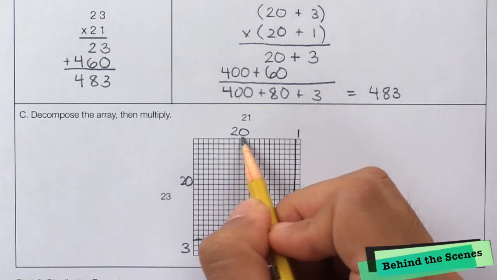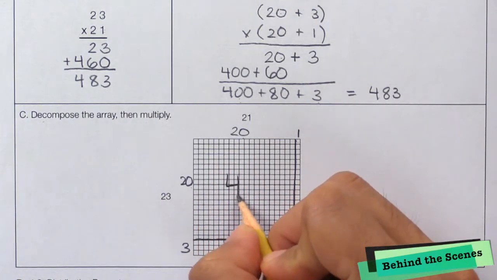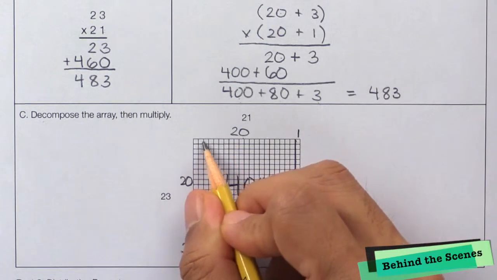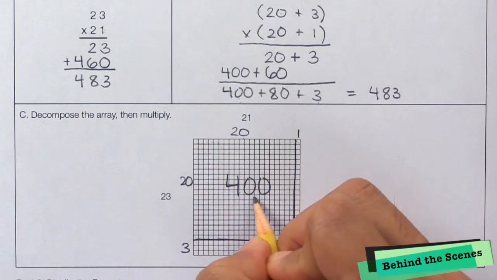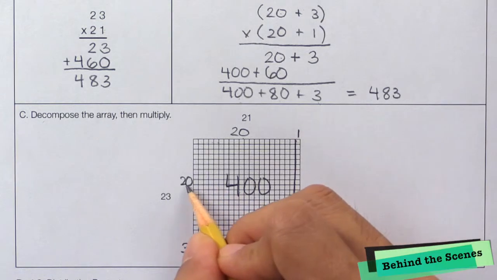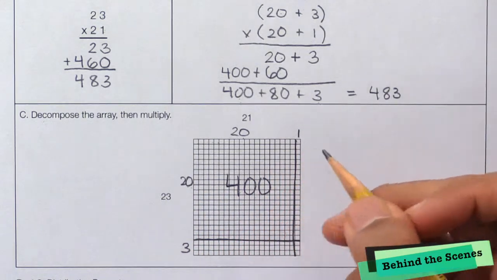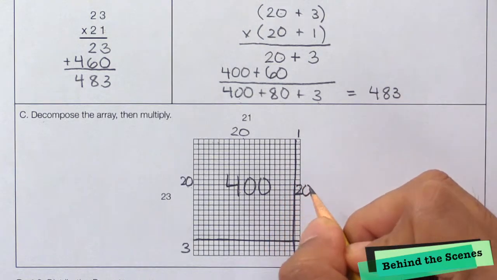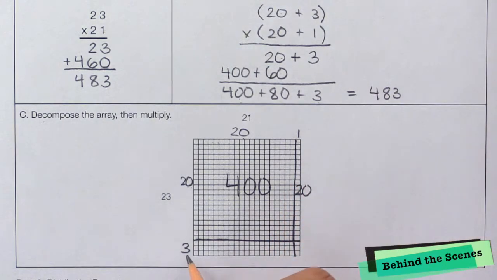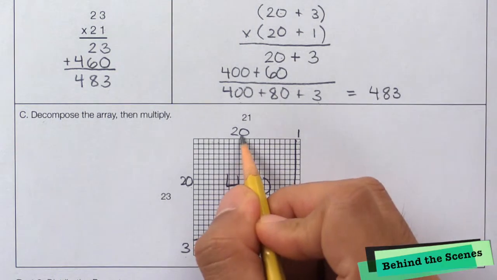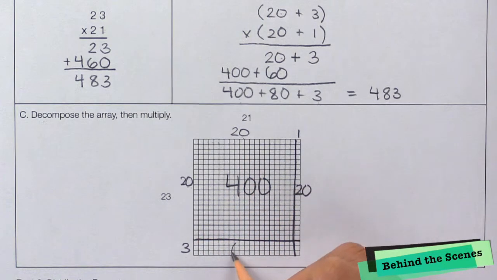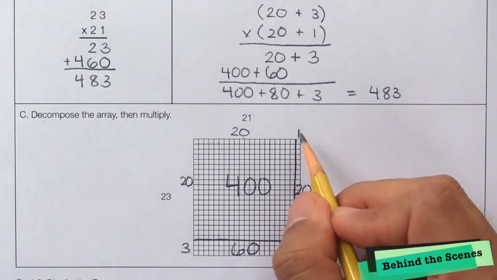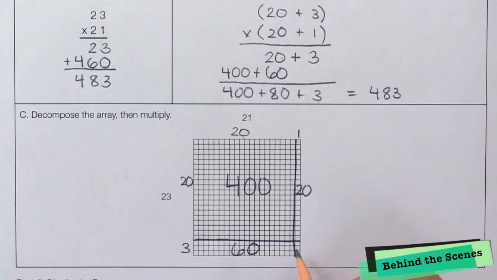20 times 20 gives you 400. So if you counted up every single one of these boxes, you would have 400 of them. Next is 20 times 1, which gives you 20. And you can count to see that there are 20 boxes here. Now we have 3 times 20, which is 60. And finally, 3 times 1 gives us 3. And you can clearly see that there are 3 boxes here.